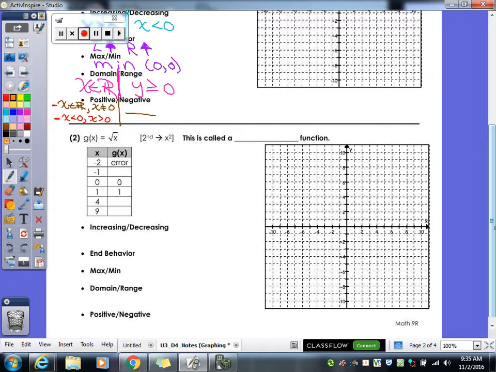All right, number 2. This is our next kind of function. Does anybody know what kind of function this is? What's this symbol called here? Square root. So this is a square root function.